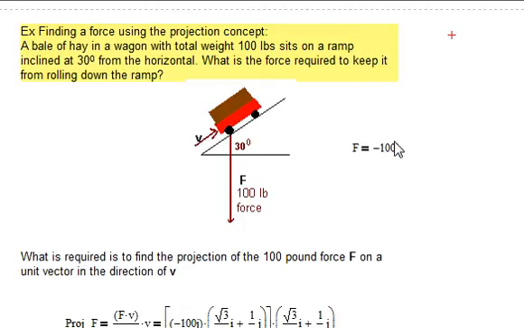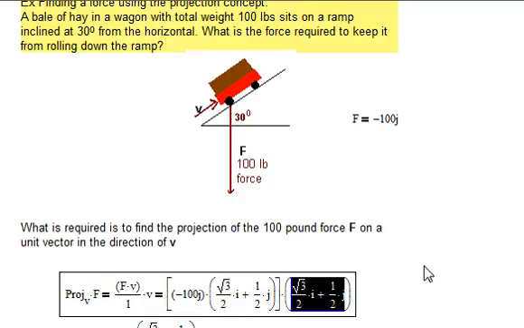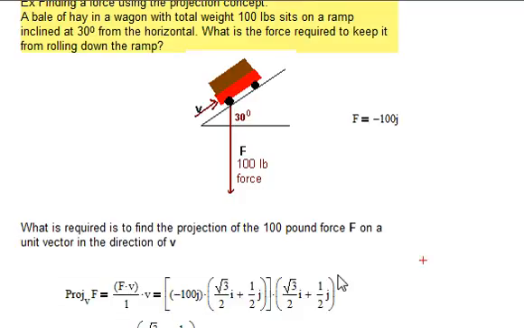And so we have to think about this vector representing the direction for the 30-degree angle on the ramp. And of course, that vector is just this unit vector. 30 degrees, so cosine of 30 is square root of 3 over 2, sine of 30 degrees is 1/2, so this is our vector of choice. We want to know how much of this force, which is negative 100j, because that's going straight down, right? We want to know how much of that force is in this direction.